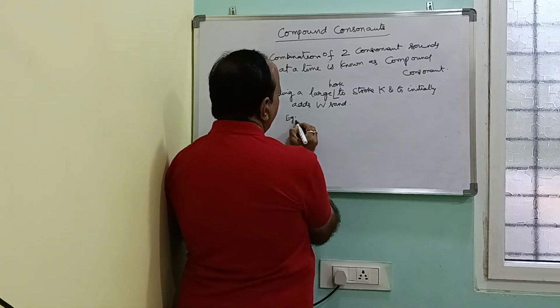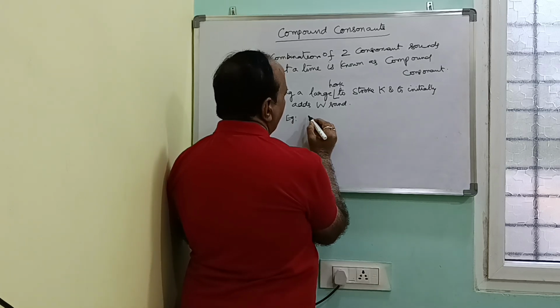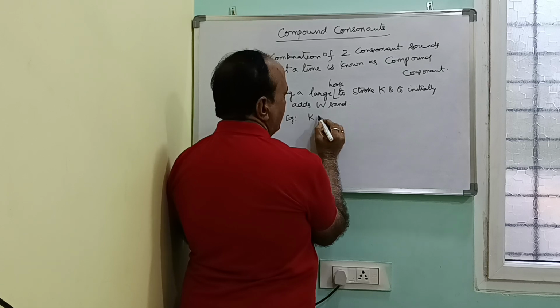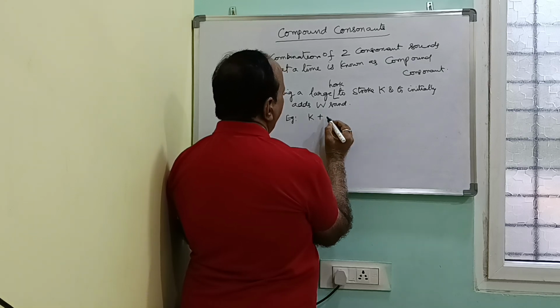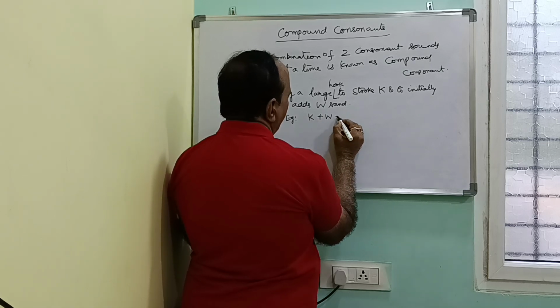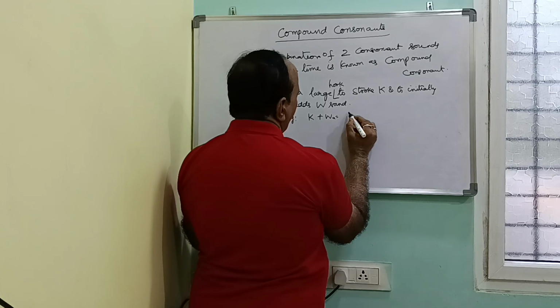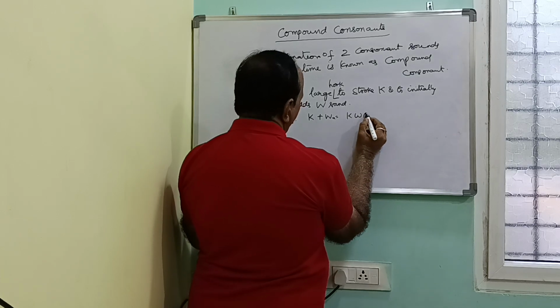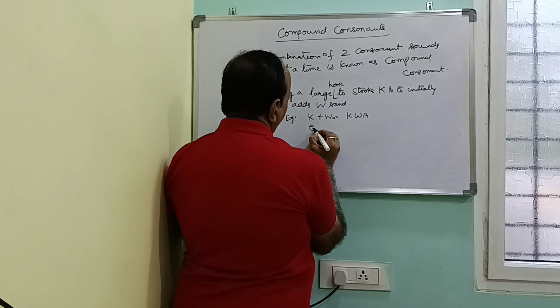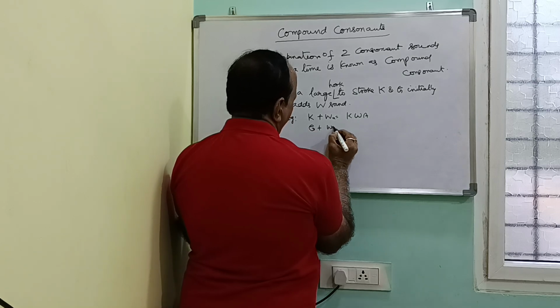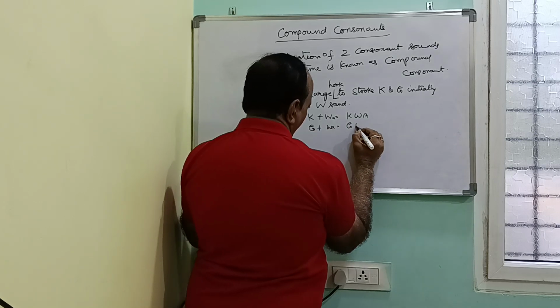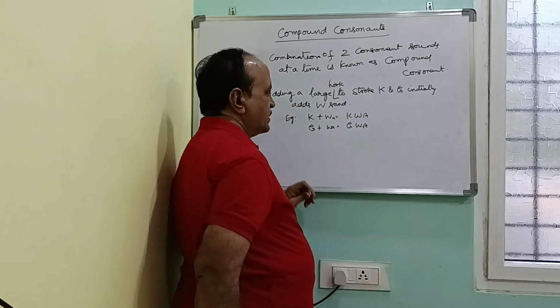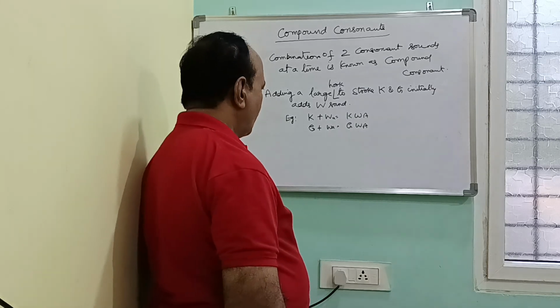For example, K. Suppose I'm adding the large hook here. It gives the sound of K and W, it sounds as qua. In the same way for G also, G plus wa, gua. Like this. I will give the examples also here.